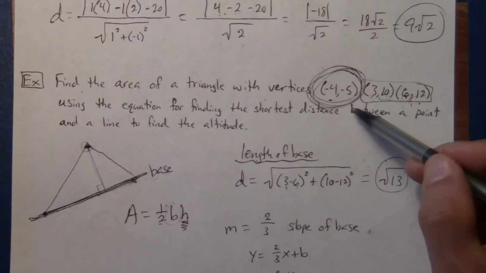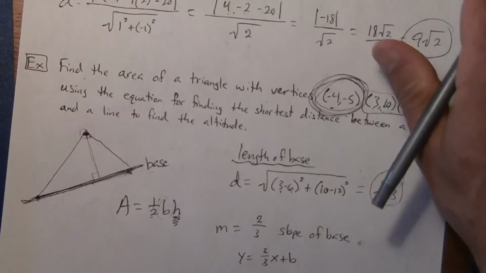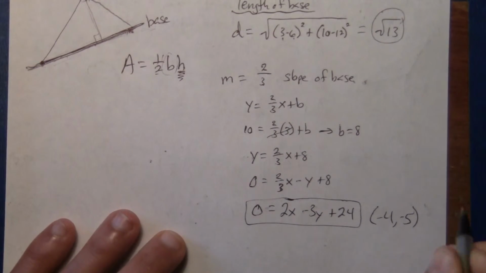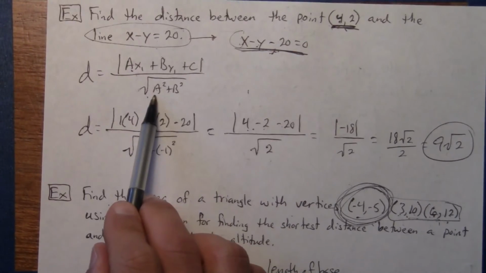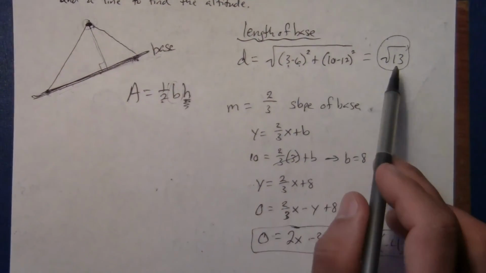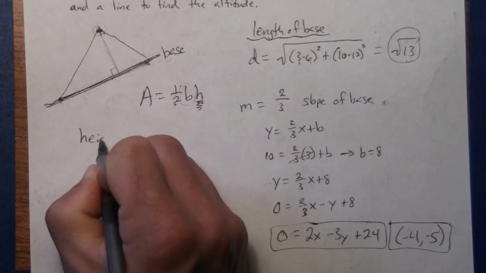Alright, and then remember that the point that you're dealing with over here is negative 4, 5. So here is the point that I want to deal with. And now using these 2 things, I'm going to run through and find the distance between that point and that line. And when I find that, that'll give me the height. And then eventually I'll take 1/2 times the base times whatever this height is. So now looking for the height.